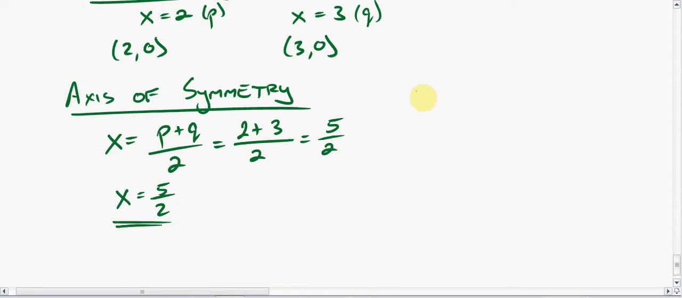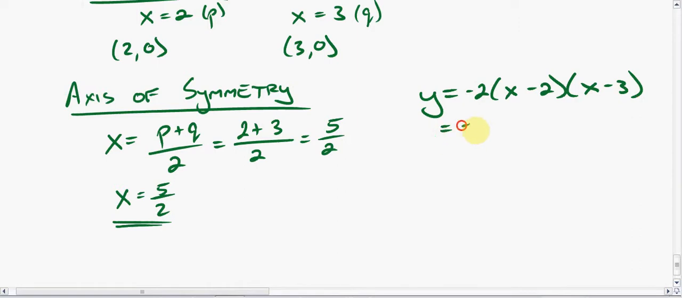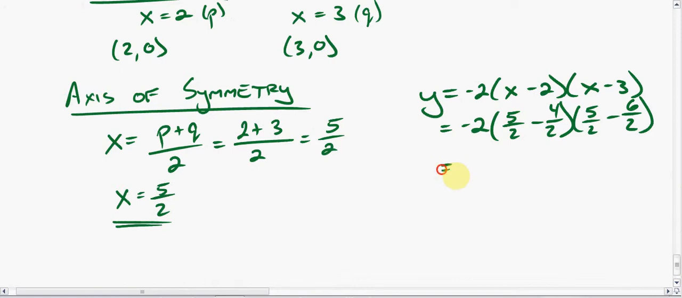Now we have to find the y value. So I'm going to take the original problem, which was y equals -2 times the quantity x minus 2 times the quantity x minus 3. And I will plug in 5 halves here. And I'm going to rewrite 2 so it has a denominator of 2. So I'm going to rewrite it as 4 over 2. Plug in 5 halves. Rewrite 3 so it has a denominator of 2. So I'm going to write that as 6 over 2. And that'll allow me to do a little bit of basic math mentally.